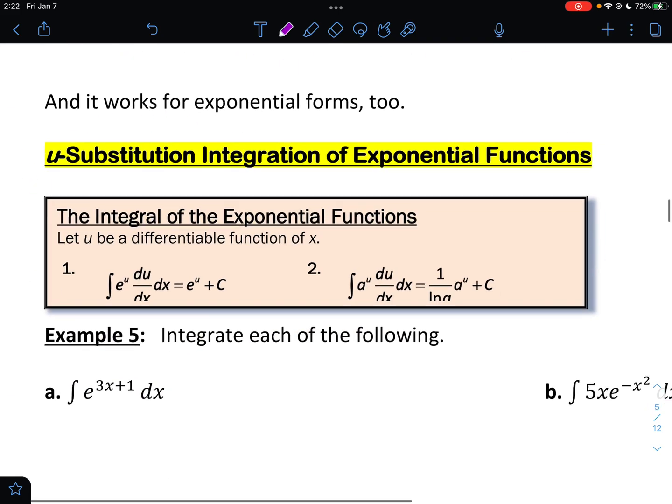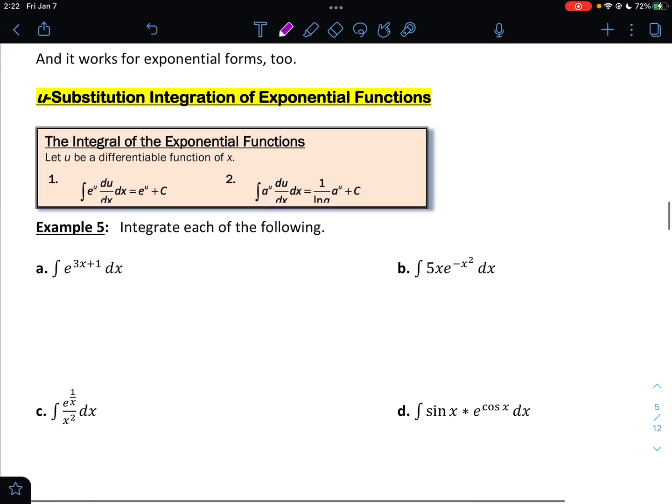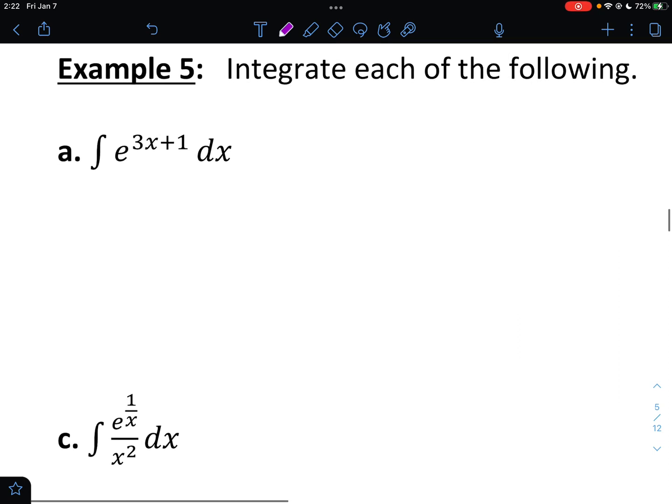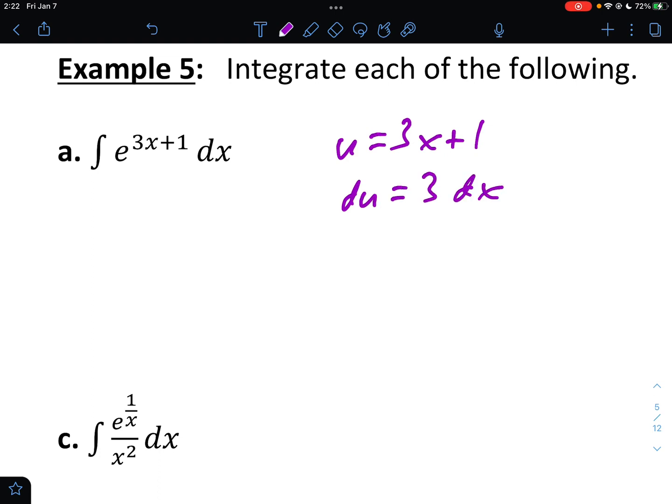All right, this will also work for exponential forms. So here's our exponential forms. We have e to the u if u is something besides just an x, or a to the u, again, if u is something besides just an x. So for this one here, let's substitute for 3x plus 1. So then du would be 3 dx. So I can rewrite this as 1/3 du equals dx.